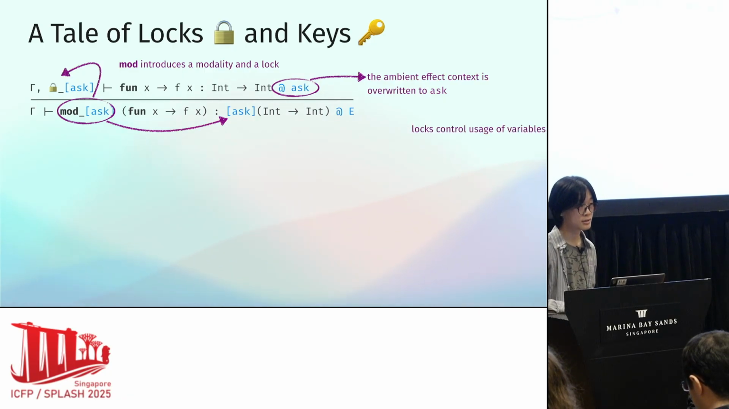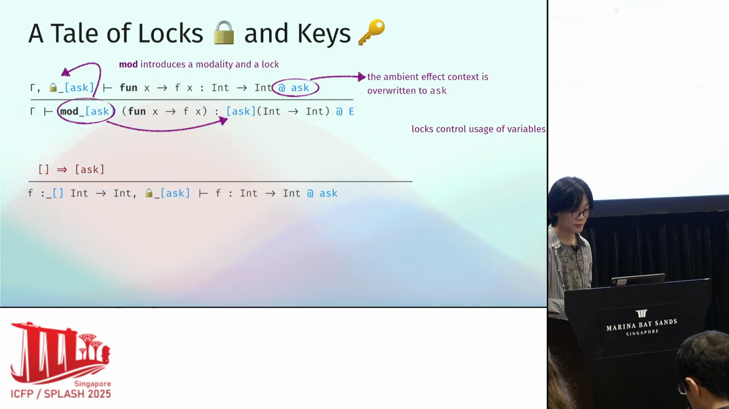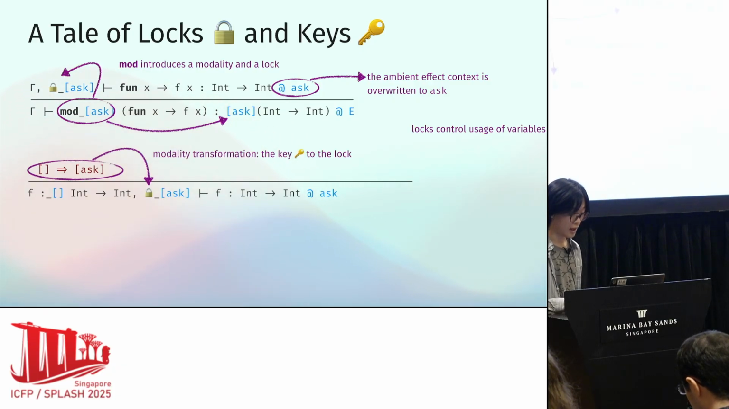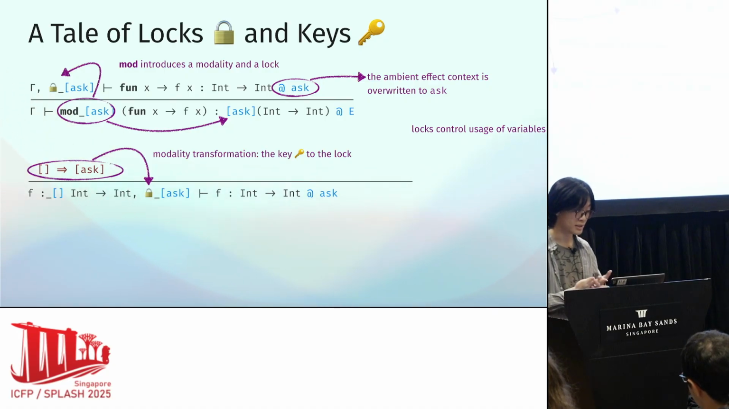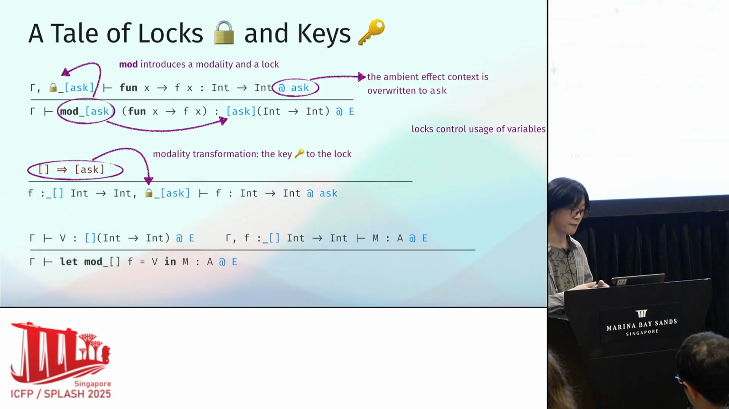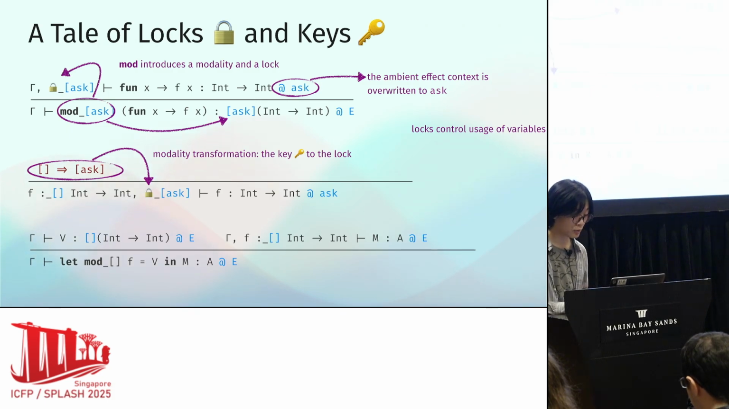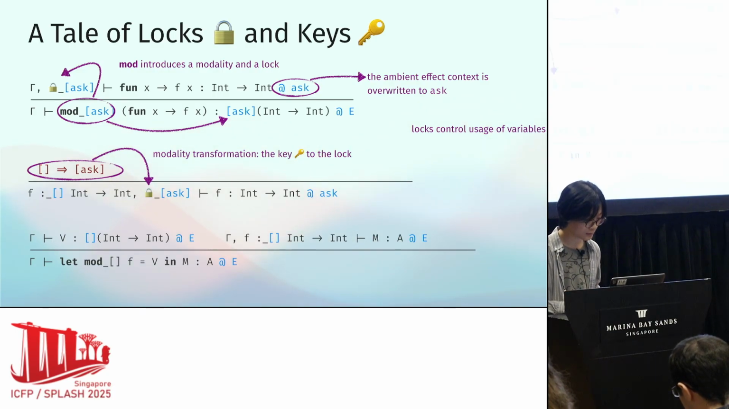These knocks are used to control which variables can be used. So this is the usage of the variable. And we have these modality transformations to allow this variable f to be used after a knock. And in order to have such a variable binding like f annotated by some modality, we use modality elimination with the syntax let mod to eliminate. Here we eliminated the modality, the empty square bracket.